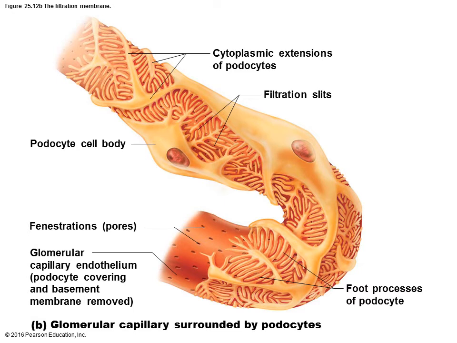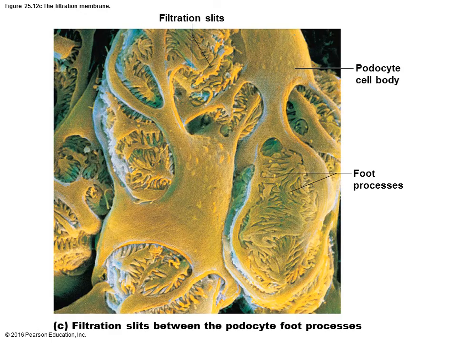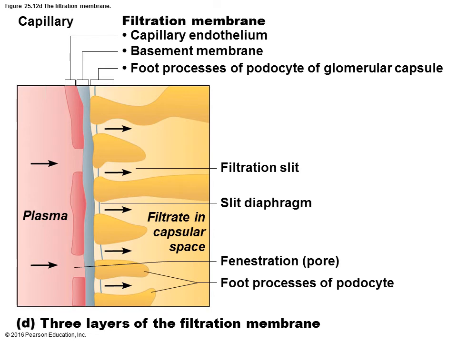And this just shows the fenestrations, the pores that allow for the movement of substances out of the blood into this capsule. Those pores, keep in mind, however, are small enough that proteins and cells cannot pass through. And this is just another visual, actually a histology slide. So as you can see, things are moving because of the pressure from the capillary. They're moving out and into that capsule space.